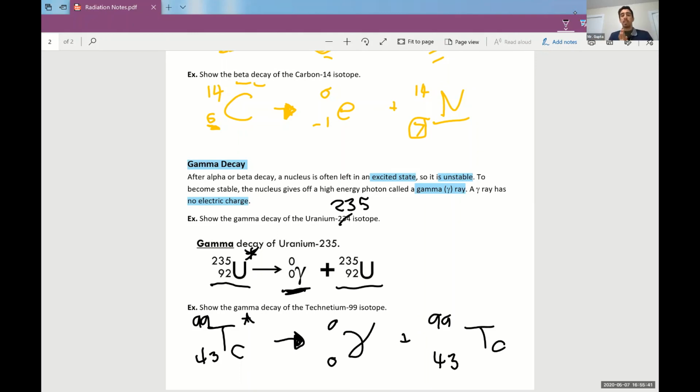So hopefully from this video, you were able to understand what radiation is. You were able to understand the 3 forms of radioactive or nuclear decay.